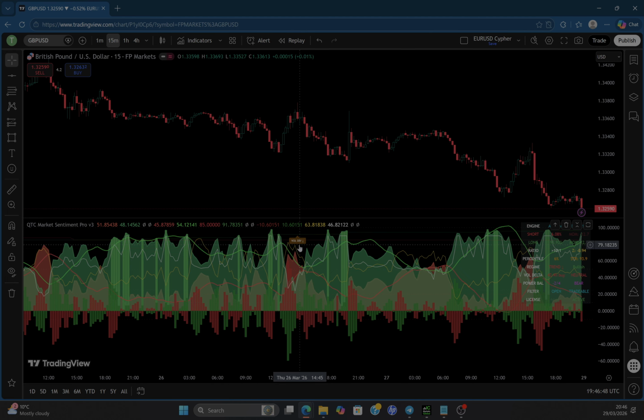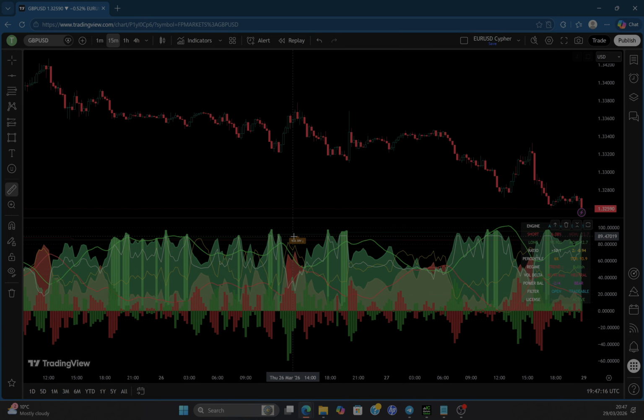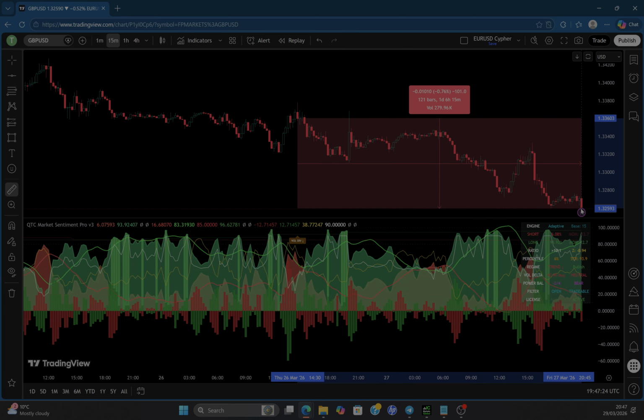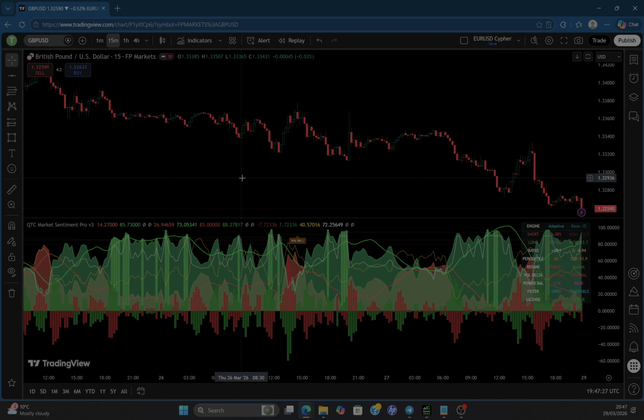Also, it comes with built-in signals, where it calculates buy and sell signals based on the long and short sentiment, as well as volumes and the momentums. So this is the last signal generated on GBP USD, which is the volume divergence signal on this candle. When the candle closed, the signal generated. This one went up 100 pips.